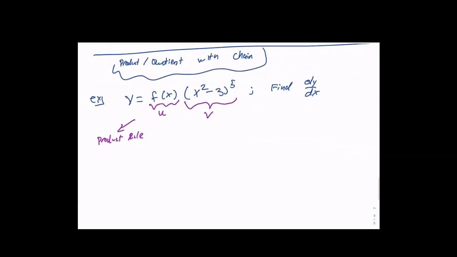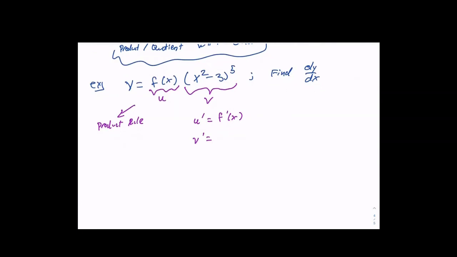If that's the product rule, then I have to find u prime. If u is f of x, what is u prime? It's f prime of x. And what is v prime? That's just what we just learned, the same problem over and over. You bring the 5 in front, you keep the baby inside, you subtract the power by 1, and you multiply by the derivative of the baby.